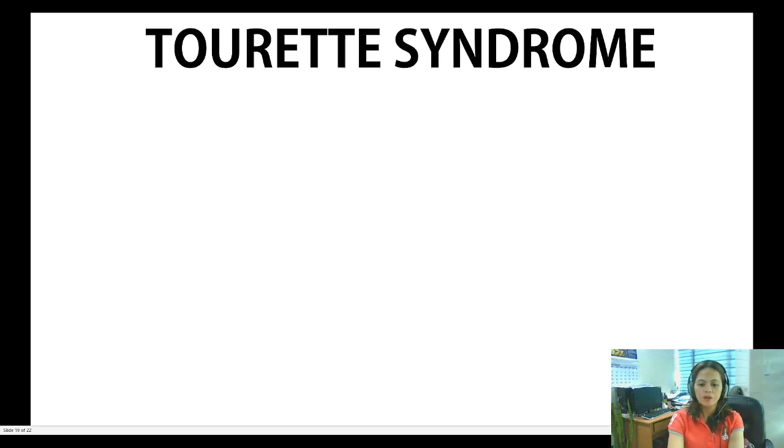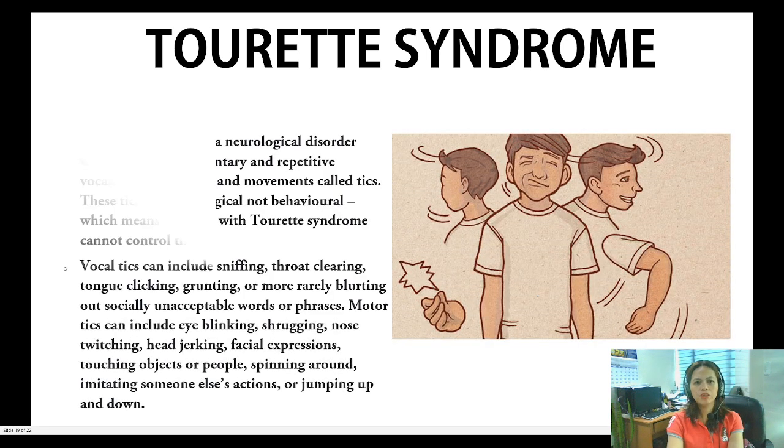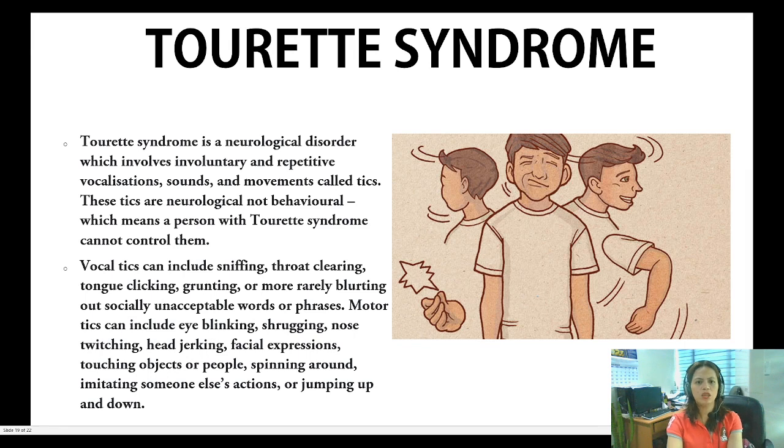So, we also have here the Tourette syndrome, physical disability. So, what is Tourette syndrome? When we talk about Tourette syndrome, it is a neurological disorder. It involves involuntary and repetitive vocalization, sounds, and movements called tics. Kasi like tics na ginatawag na mga movements nila. These tics are neurological, not behavioral, which means a person with Tourette syndrome cannot control them by themselves.